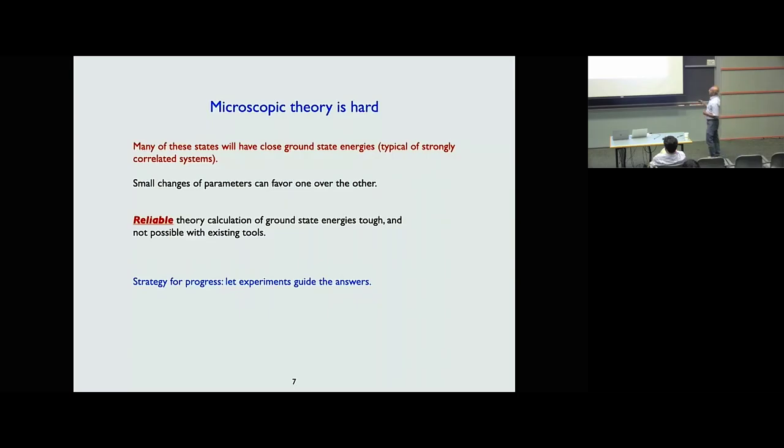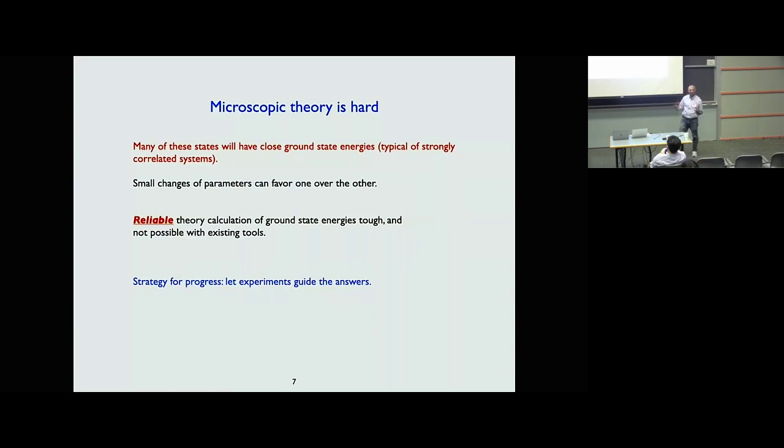And reliable theoretical calculation of ground state energies is tough in this situation. We've known that for a long time in other problems, and it's probably even tougher here. And it's not really possible with existing tools, right? So we have to stop being pure theorists. The best strategy we have for progress is to look to experiments, right? Which is, I think, a good thing for our field.